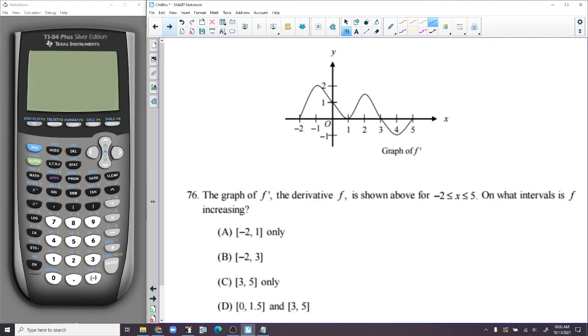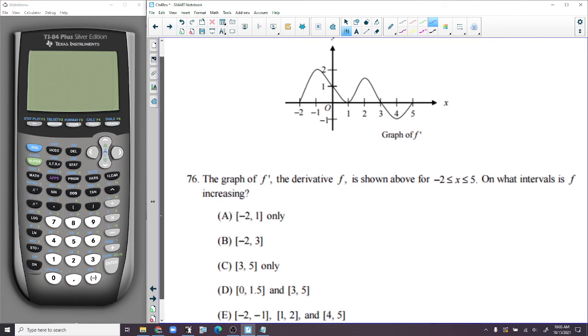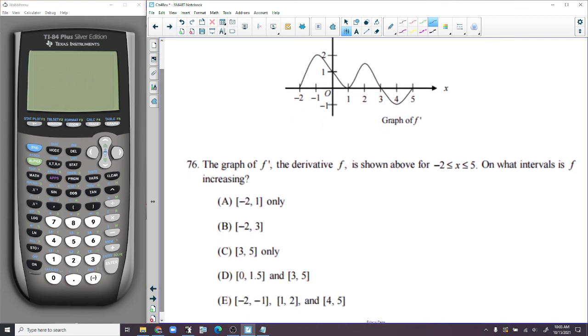The graph of f prime, the derivative of f, is shown above for negative 2 to 5. On what intervals is f increasing? I actually disagree with their answer, but I decided to leave this in. Let's read it again. The graph of f prime, the derivative, is shown. On what intervals is f, the original function, increasing? So where do functions increase? Where the first derivative is positive. So where is the derivative positive, according to their answers?